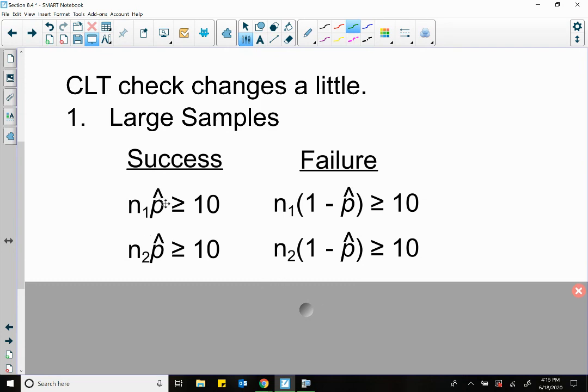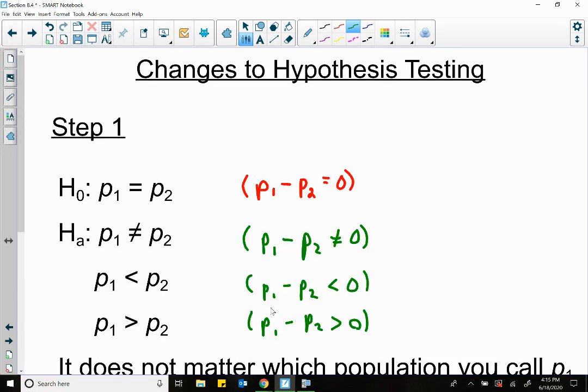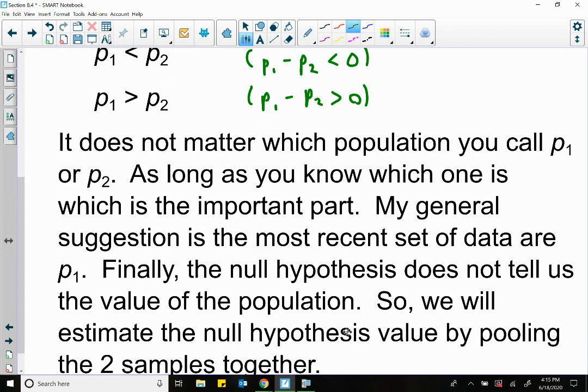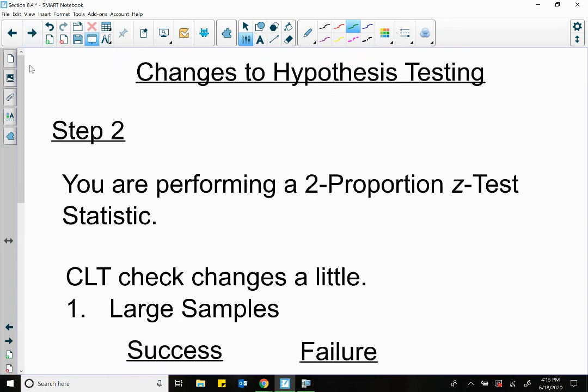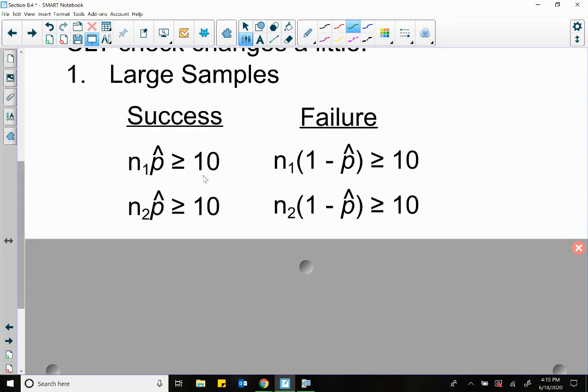Okay, this is going to be that estimated null hypothesis that we're talking about. Okay. That's what this is going to be. This is going to be that estimated null hypothesis value that I was talking about right over here, where I said we're going to pool the 2 samples together. So P hat over here is that estimated null hypothesis proportion value. Okay? So you have to check it for both samples. So this right here is the total of sample 1 times our estimated value. We want to make sure it's over 10. This is the total from sample 2 times our estimated value.